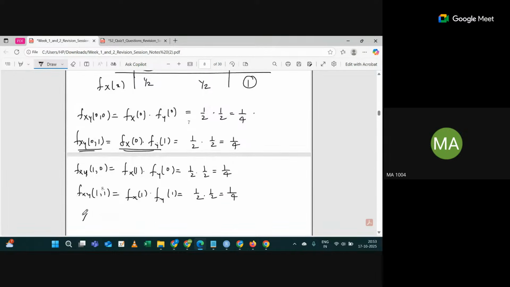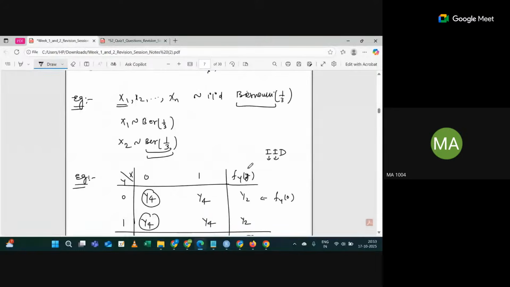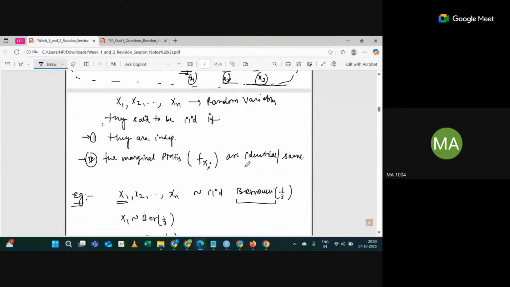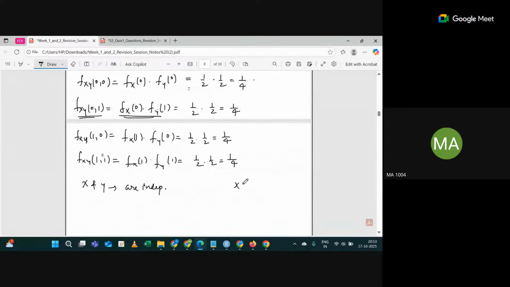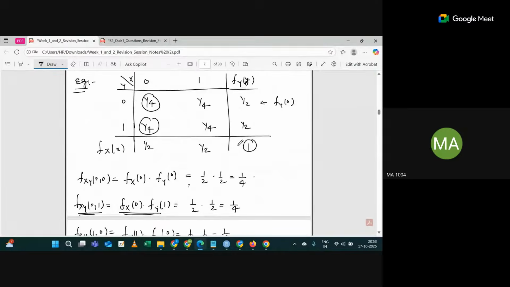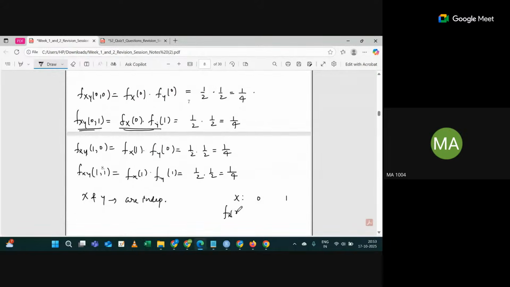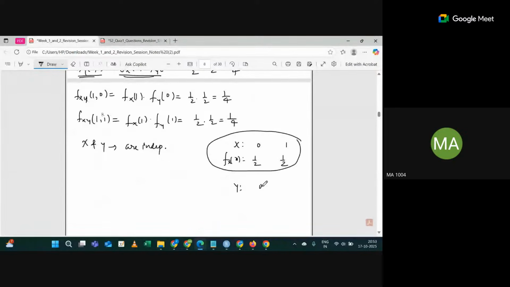Now, using this property, can I say x and y are independent? Yes. Now, what is the second property for checking identical? Their marginal PMFs are identical or the same. What is the marginal PMF of x? It takes 0 and 1, with probabilities 1 by 2 and 1 by 2. This is the marginal PMF of x. What is the marginal PMF of y? Same, 1 by 2 and 1 by 2. Is this marginal PMF the same?